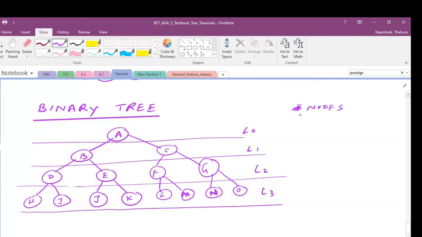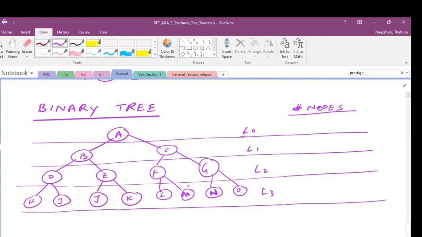You can perfectly tell how many nodes there will be at each level. You don't even have to look at the tree. If somebody tells you that there are, say, 15 nodes, any binary tree at level 0 will have one node. At level 1, it can have a maximum of two nodes. It cannot go more than two nodes. I cannot have a tree with three nodes at that level, right?